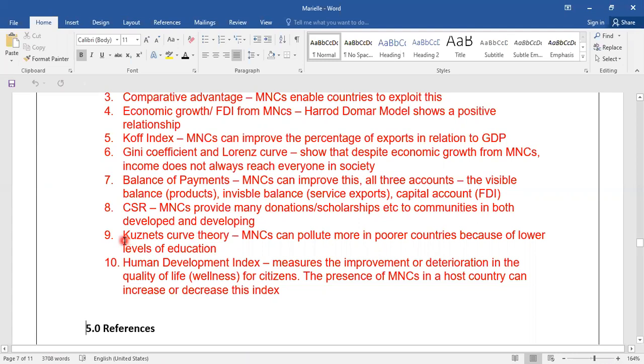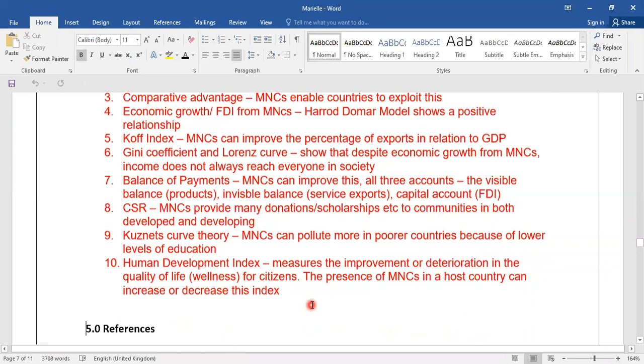He argues that countries that are more developed and more educated have less pollution than countries with lower levels of education and so on. So students, I'm not saying that you should discuss all 10. In fact, definitely do not discuss all 10, but try to discuss about 3 or 4, I would say.